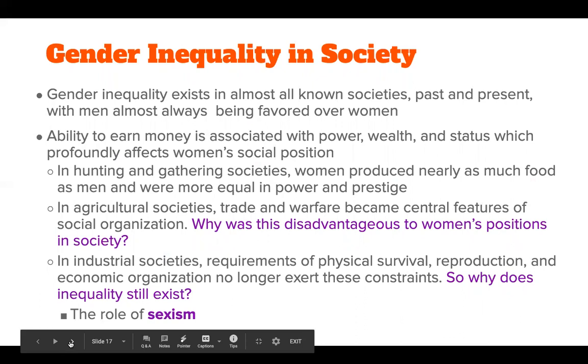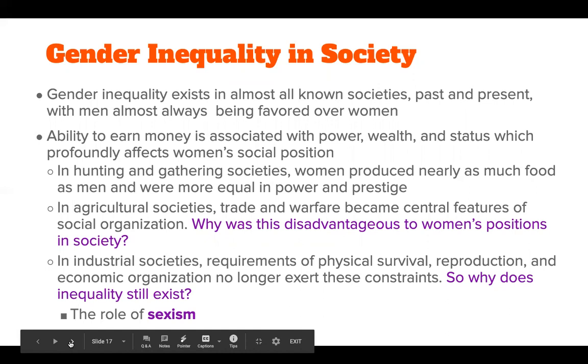There have been very few, all pretty much none, perfectly gender egalitarian societies. If we go back to early hunting and gathering societies, there were a few matriarchies where lineage was traced through women, and women had a lot more political power and social status in those societies, but they were relatively few in number.